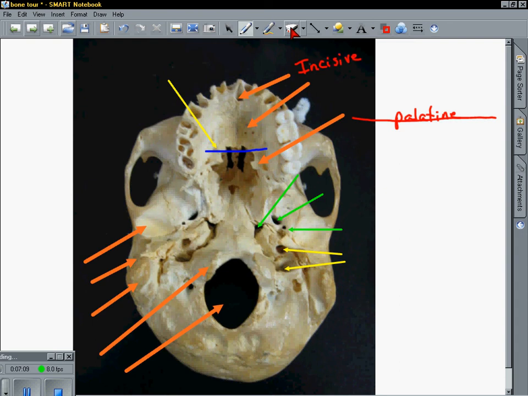Maybe I had it right. It still looks incisive. It looks wrong, but maybe it's right. Fossa. Then we have the palate part of the maxilla. In between the two areas of the maxilla is that median palatine suture. No, I got that wrong. That's a different suture. The median palatine suture I've got represented by my blue line between the maxilla and the palatine bone.